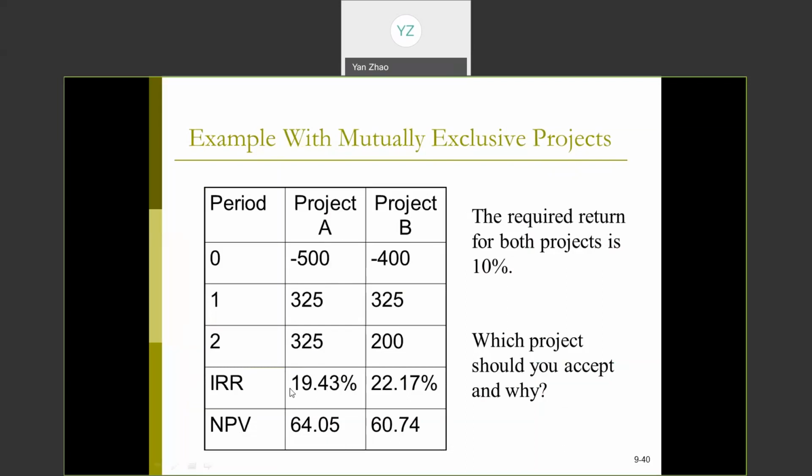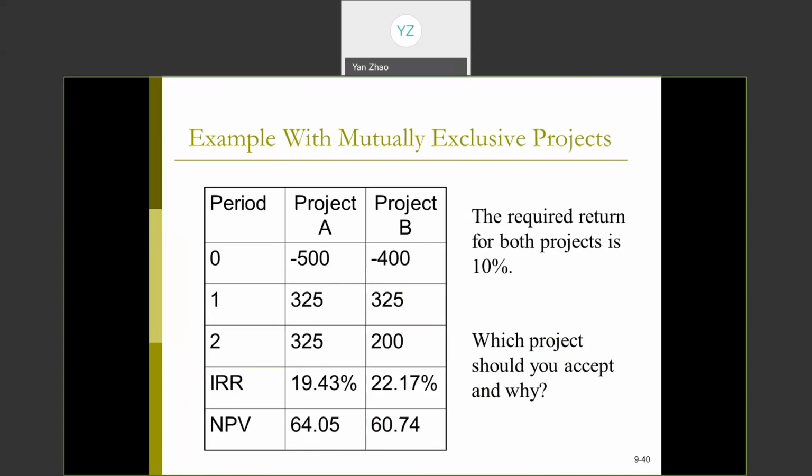According to the internal rate of return, project B is better, right? 22 is higher than 19. According to the net present value, project A is better, 64 versus 60. Which one do you pick? You should pick project A, because at the end of the day, you're making $4 more than project B, although the percentage return of B is higher. Remember our 100% versus 50% return example? You should always pick the highest net present value project.